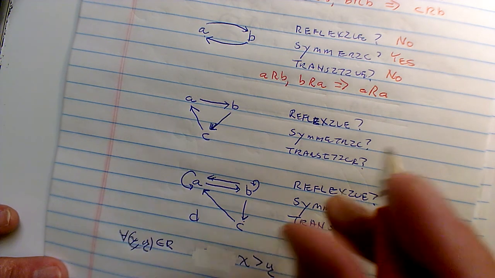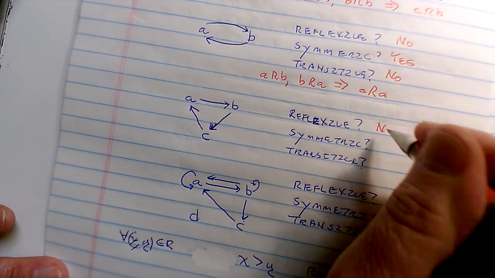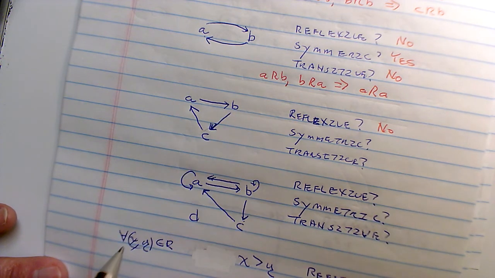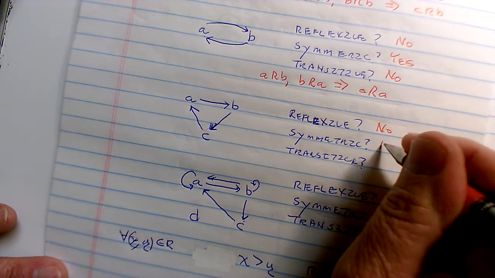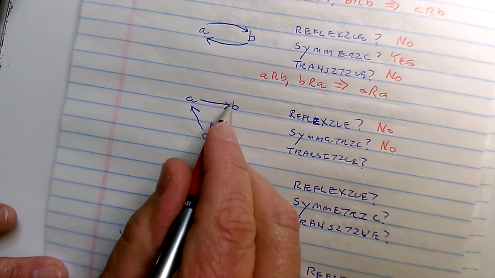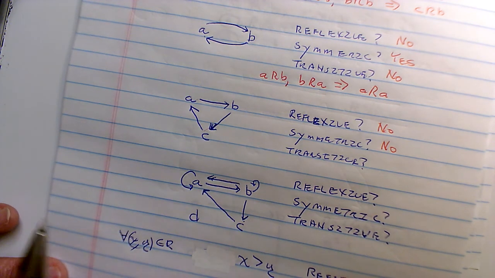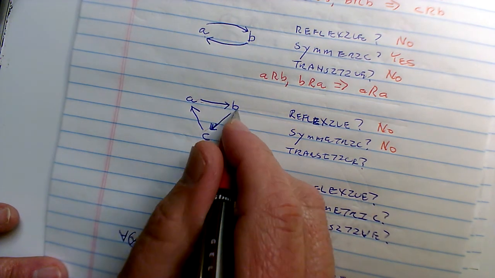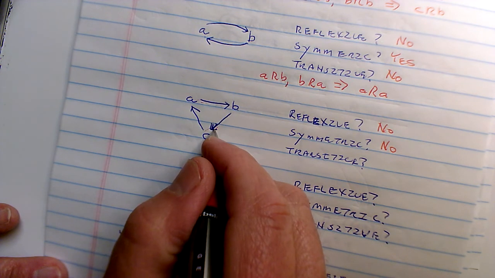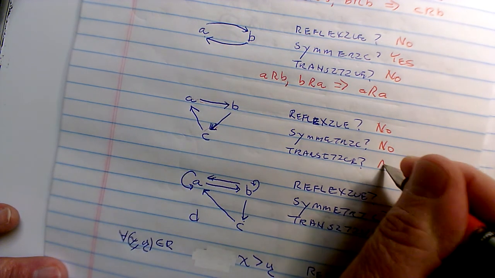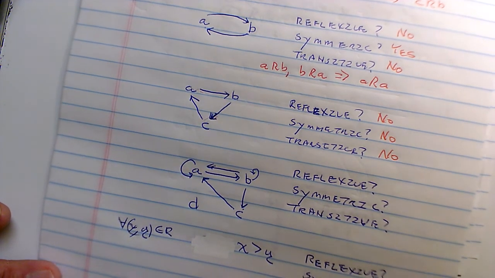Look at this one. Is it reflexive? That's pretty easy to see that it's no, because nothing is circling back on itself. Is it symmetric? No. A goes to B, but B doesn't go to A. Is it transitive? A goes to B, B goes to C. Does A go to C? No. So that has none of the properties.